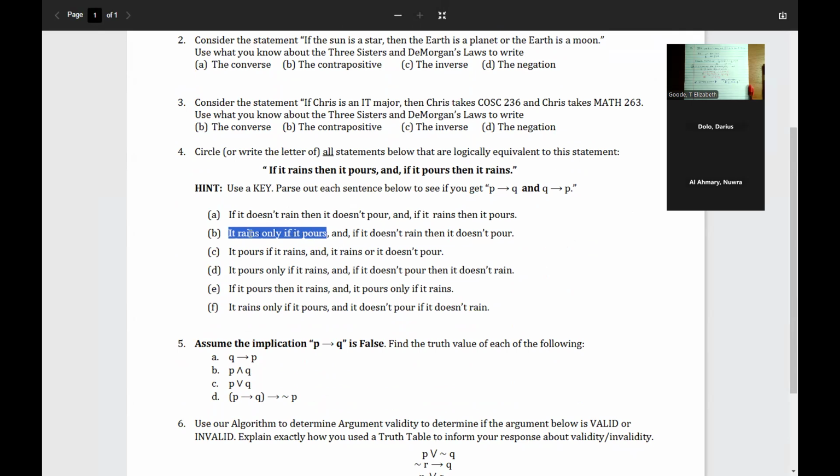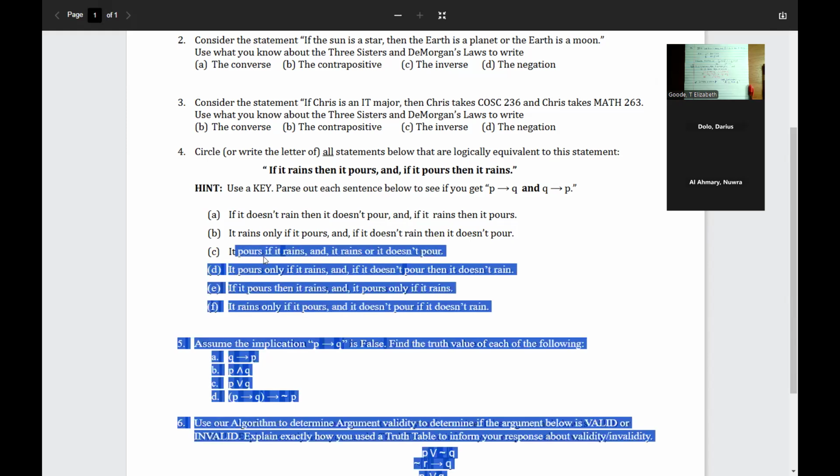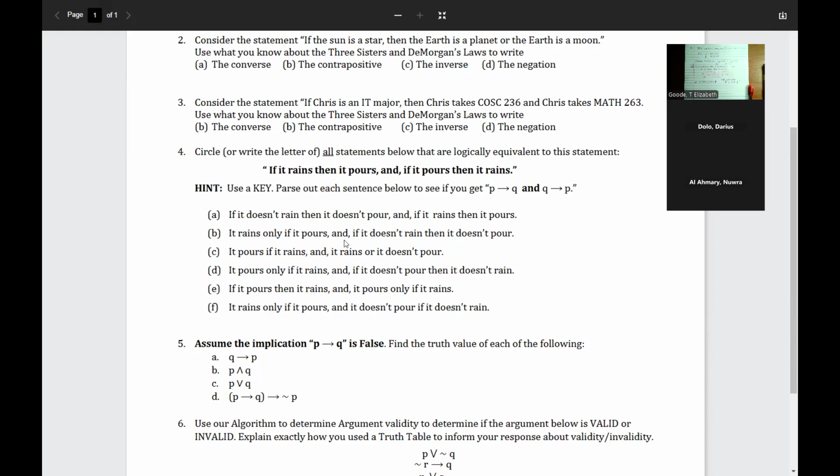And we talked about this in class. Is P only if Q logically equivalent to if P then Q? Or is P only if Q logically equivalent to if Q then P? And then this is another one of the ones with 2 negations in it. If not P, then not Q. Well, we saw that one up here, and we already discussed how that's going to be logically equivalent to if Q then P.